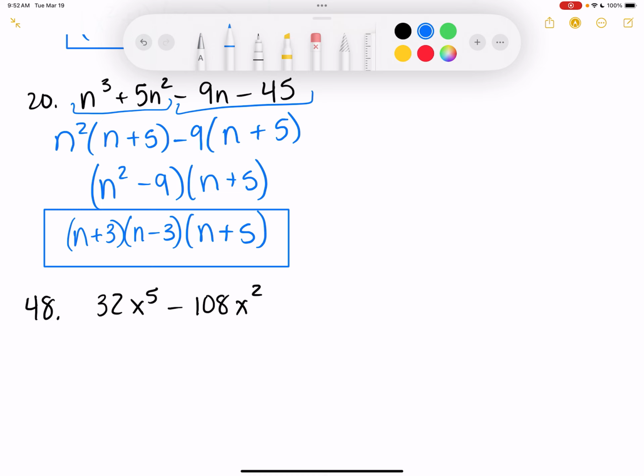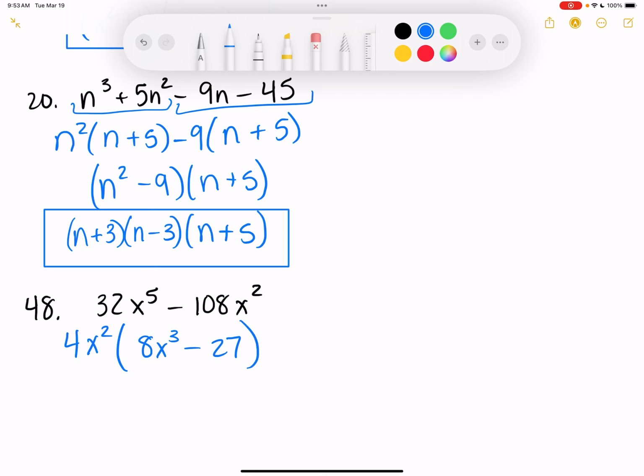I'm pretty sure, yeah. So we have 4. What about the variables? x squared. I can take out an x squared. So that leaves me with 8x cubed minus 27 by itself. Yeah, okay.